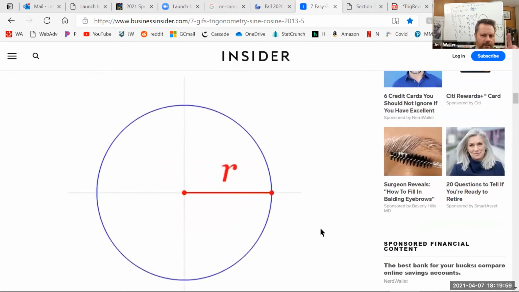Oh, this one's kind of neat. This is kind of a little older, but I'll go ahead and let this thing do its thing. This is explaining what a radian is. There's a radian, right? The length of a radius. So there's 2 radii, 3 radii.